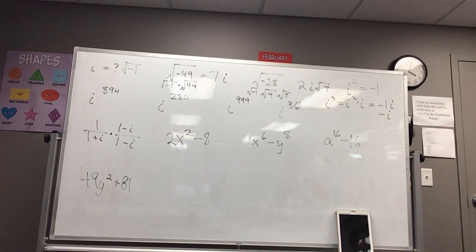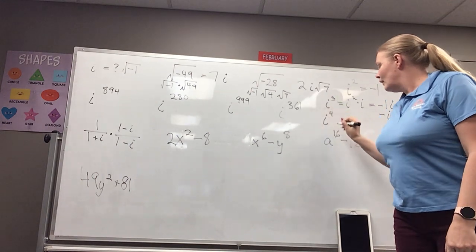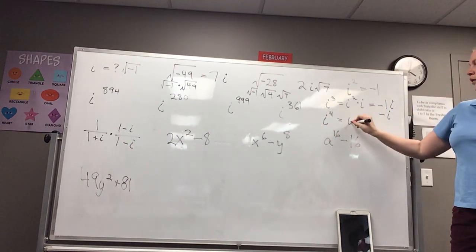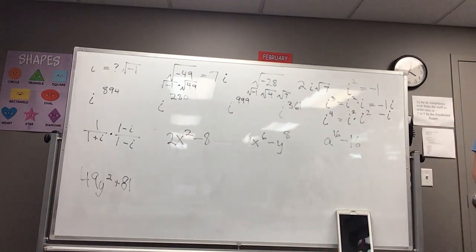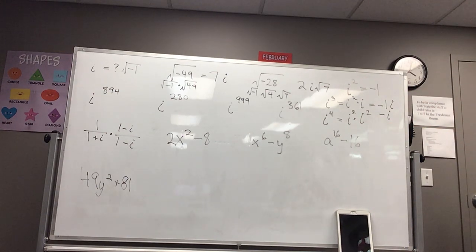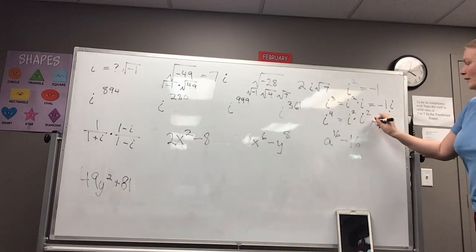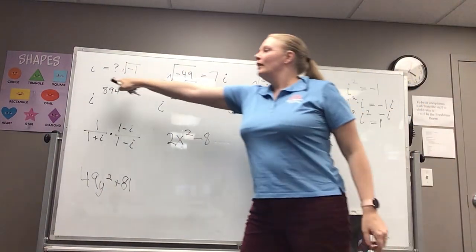And then finally, well, what about i to the 4th? Well, this is i squared times i squared. And we already said, well, this is -1 and -1. What's -1 times -1? +1. And then if we go beyond that, i to the 5th, that's going to be i to the 4th times i. 1 times i. And it goes right back up to this.